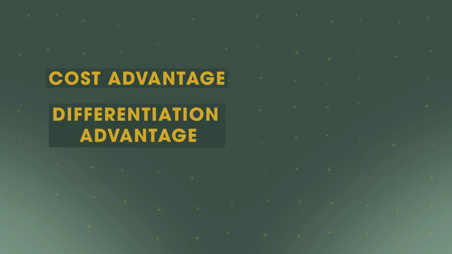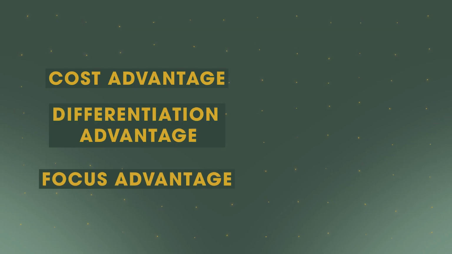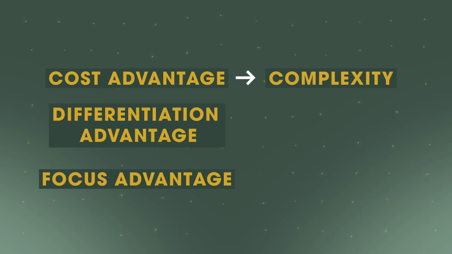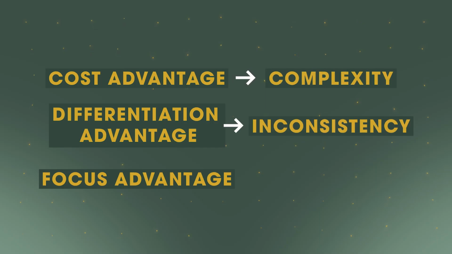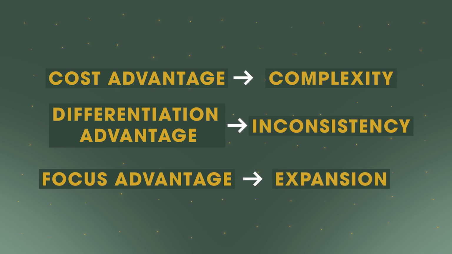Then ask, what is the source? Cost advantage, differentiation, or focus? Once preference and economics are confirmed, identify the structural source. Most advantages fall into 3 categories: cost advantage, differentiation advantage, focus advantage. This matters because each source breaks differently under pressure. Cost advantages erode through complexity. Differentiation erodes through inconsistency. And focus erodes through expansion. Knowing the source tells you what must be protected.